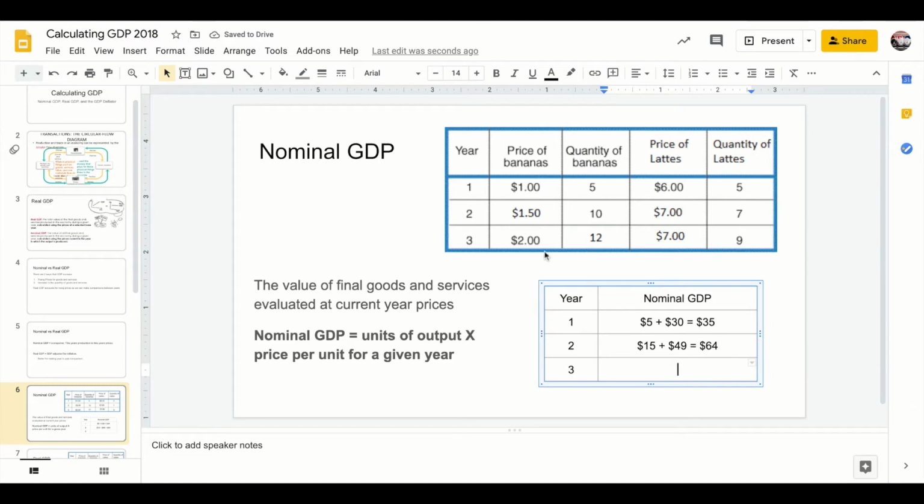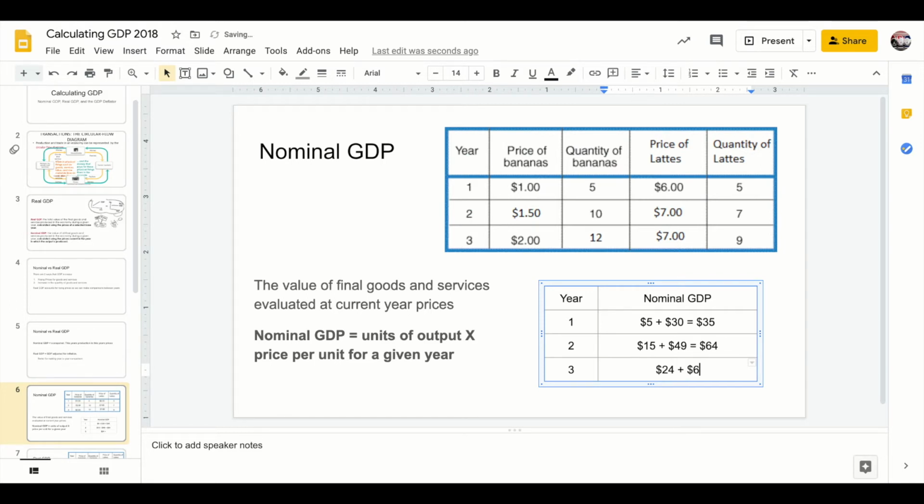And then finally, year three. It costs $2 for a banana in year three. 12 were sold, so that's 12 times 2, which is $24, plus 7 times 9. What is 7 times 9? $63.